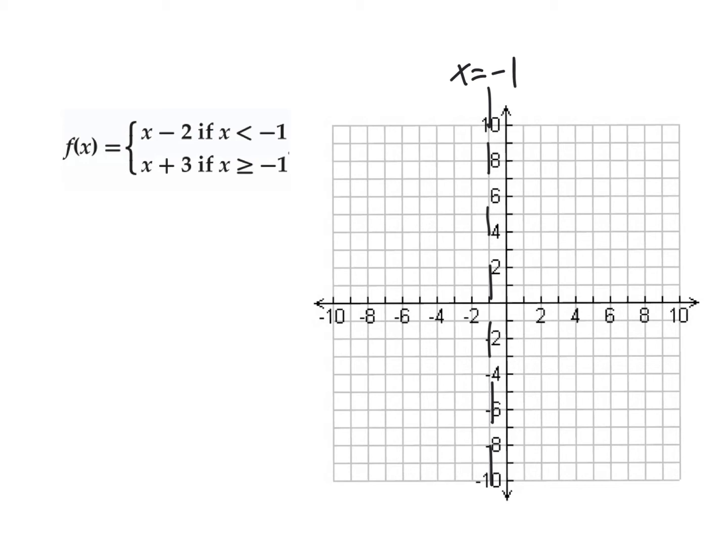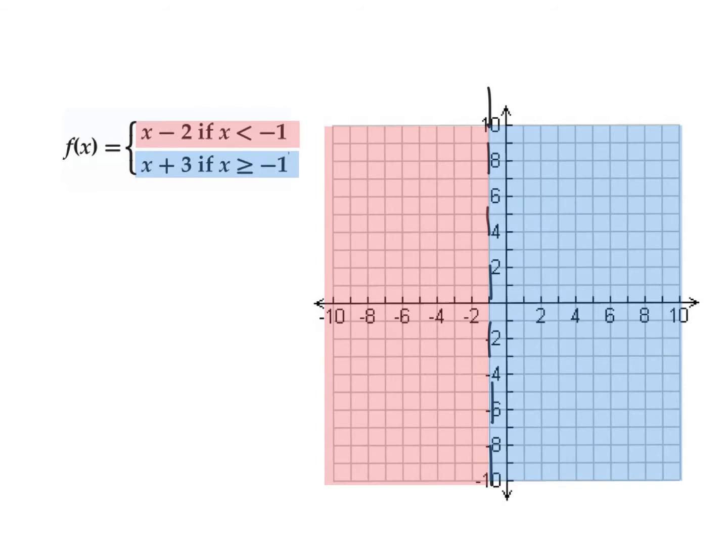So on the next slide, I've kind of color-coded it all for you. So here's what we're talking about. This red line, y equals, or f of x equals x minus 2, is for when x is less than negative 1. That's this red region over here, because over here is less than negative 1 for x. The blue region is x plus 3 if x is greater than negative 1. So this is the blue region.